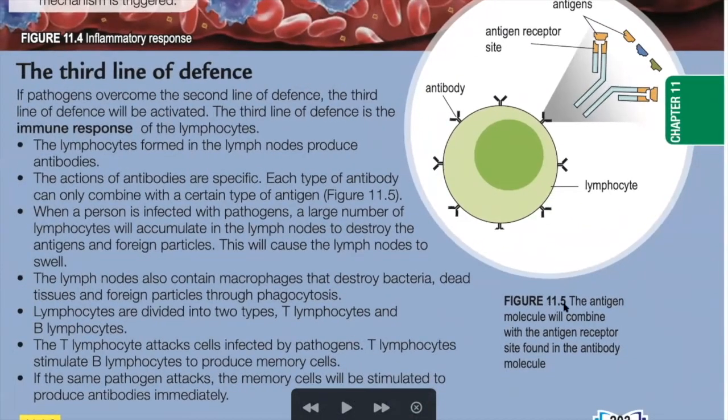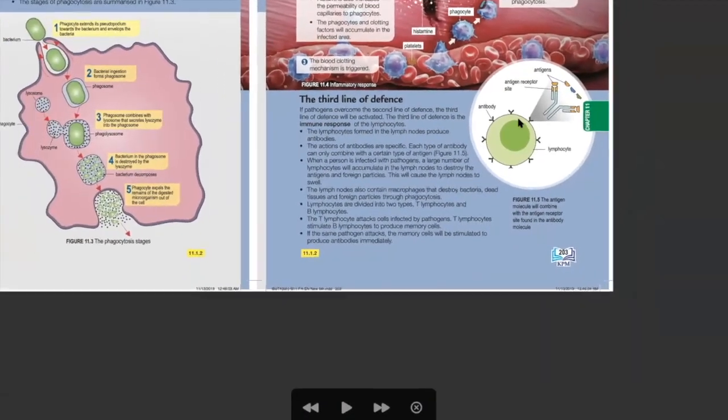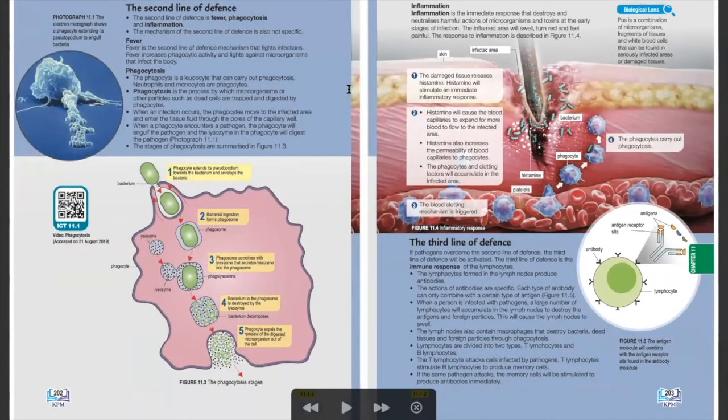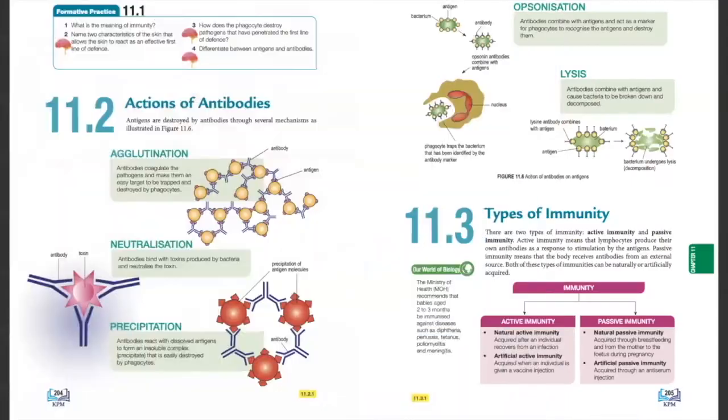Okay, so figure 11.5. The antigen molecule will combine with antigen receptor site found in the antibody molecule. Ni antibody, ni lymphocyte. So lymphocyte akan menghasilkan antibody. Okay, tak apa. Nanti next page kita akan belajar detail lagi. Okay, next. Okay, the action of antibody. Awak tengok sini.